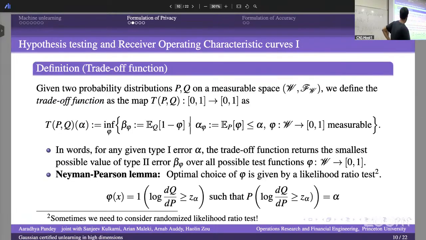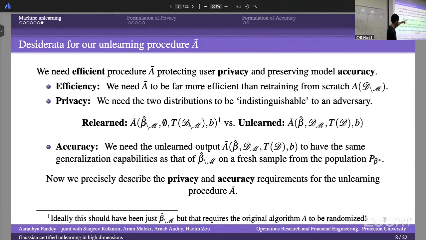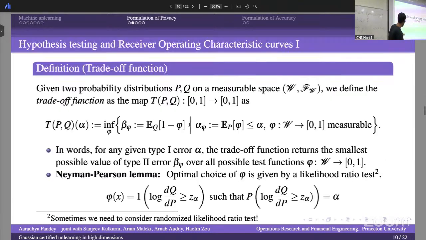So let's build up slowly. The next 3 slides will be completely separate from machine unlearning and rather focused on a classical topic in statistics, information theory, whatever you would like to call it. The idea is we have 2 probability distributions. The example we have in mind is from the previous slide, this one. These 2 are the probability distributions, relearned and unlearned. But let's just abstractly write things down. So the idea is we have 2 probability distributions, P and Q.